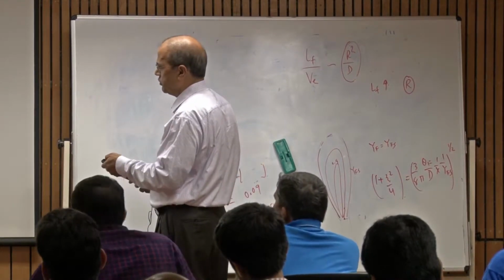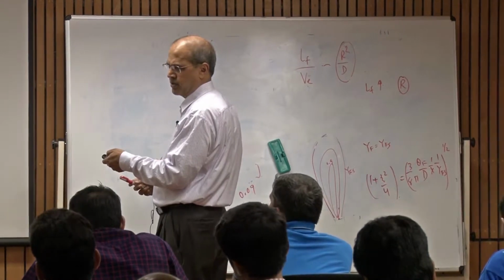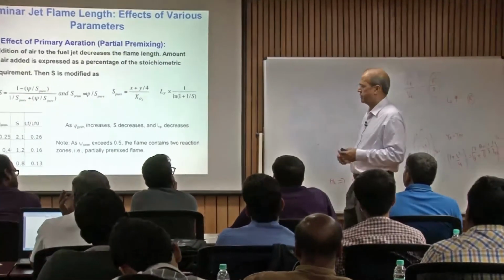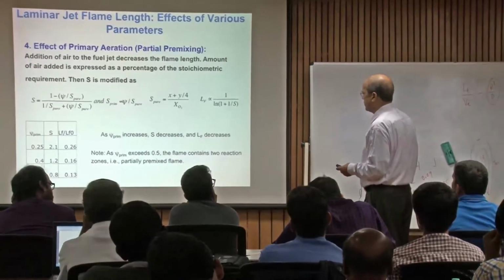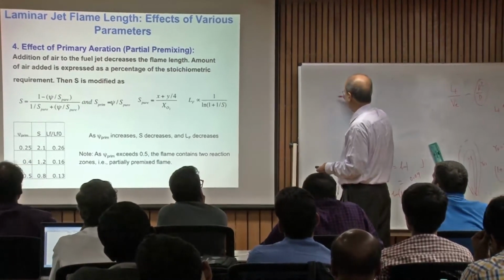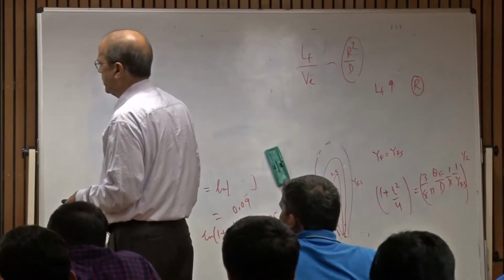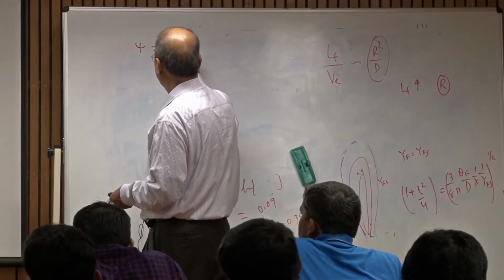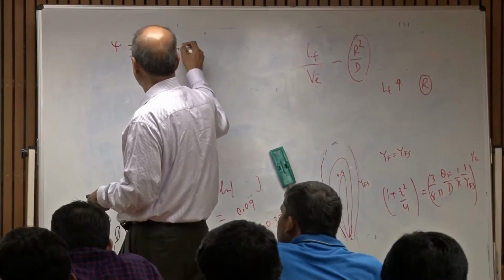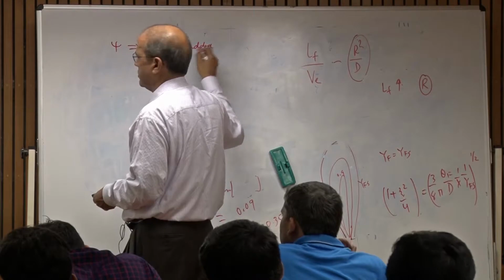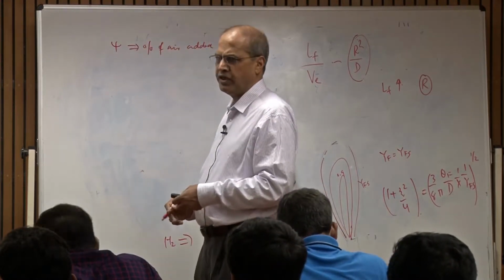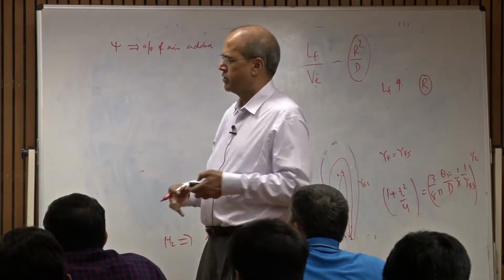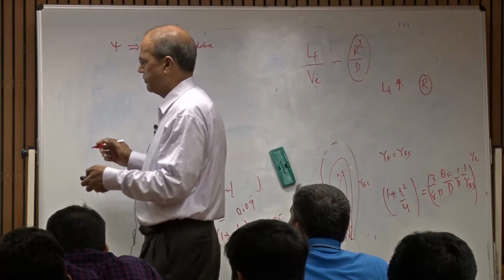So S pure is the original value of S. S pure means no air is added to the fuel jet. And now, if you added some air, then the amount of air addition, phi, is expressed in terms of the percentage of air added. So basically if you take 10% of air and add it to the fuel jet, that will change the value of S according to that equation.